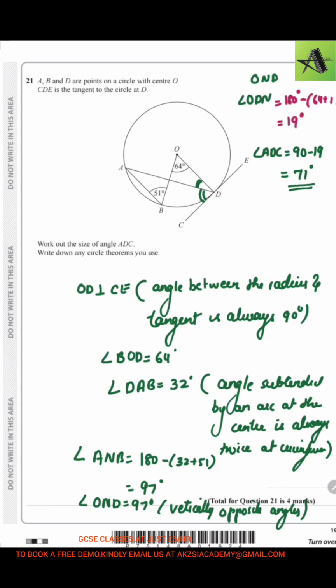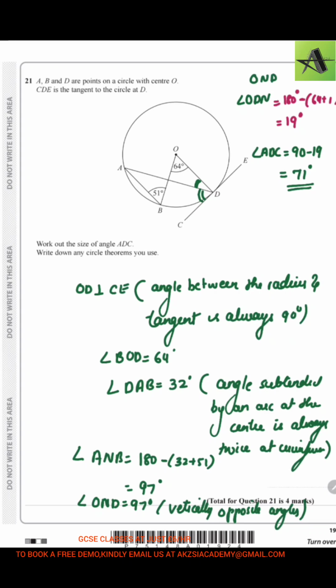Now you might be saying why it's 90. I just explained here that the angle between the radius and the tangent is always 90 degrees. That means this whole is going to be 90 degrees. So moving on to the next question.